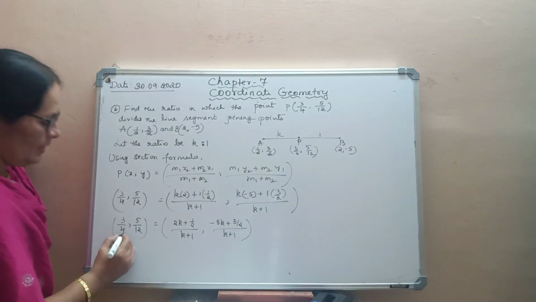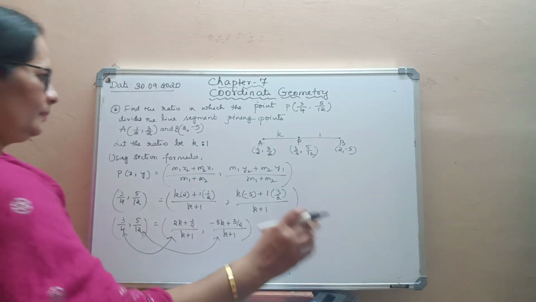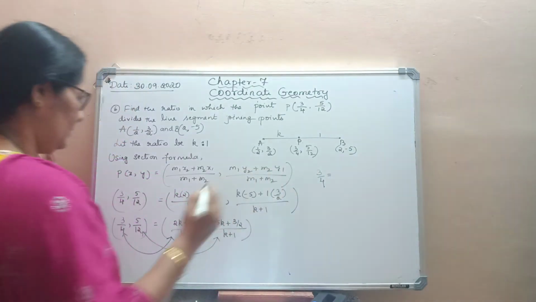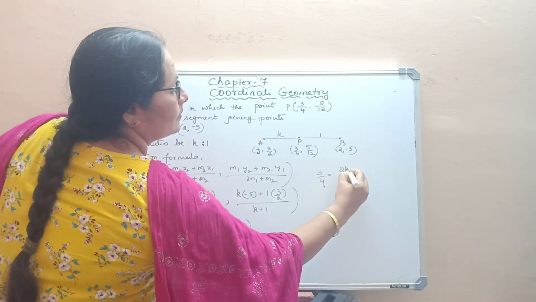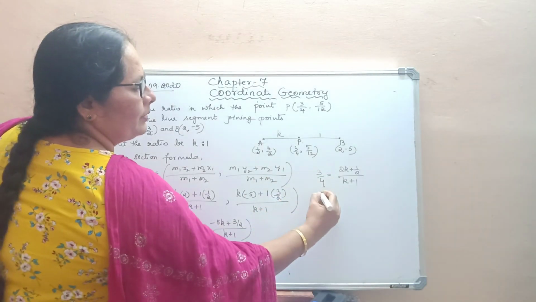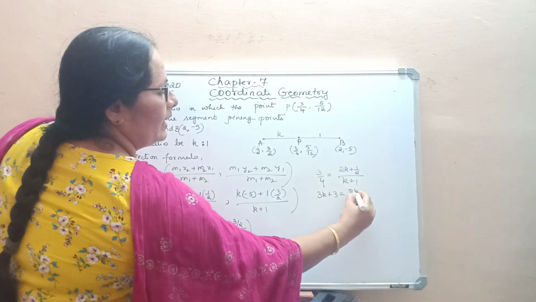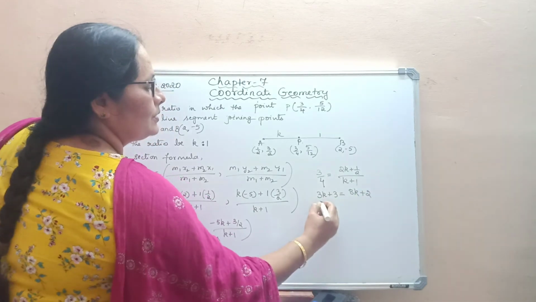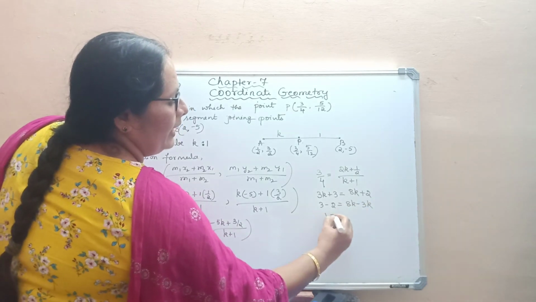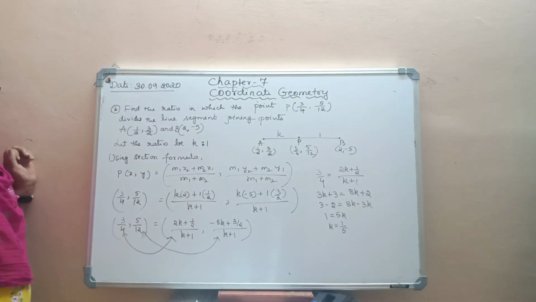Now to find the k value, equate the x coordinate with x and the y coordinate with y. First we'll equate with the x coordinate. 3/4 equals (2k plus 1/2) divided by (k plus 1). So cross multiply: 3 into k, 3k, 3 into 1, 3 equals 4 into 2k, 8k, 4 into 1/2 is 2. So 3 minus 2 equals 8k minus 3k. So 8 minus 3 is 5k. So k equals 1/5.